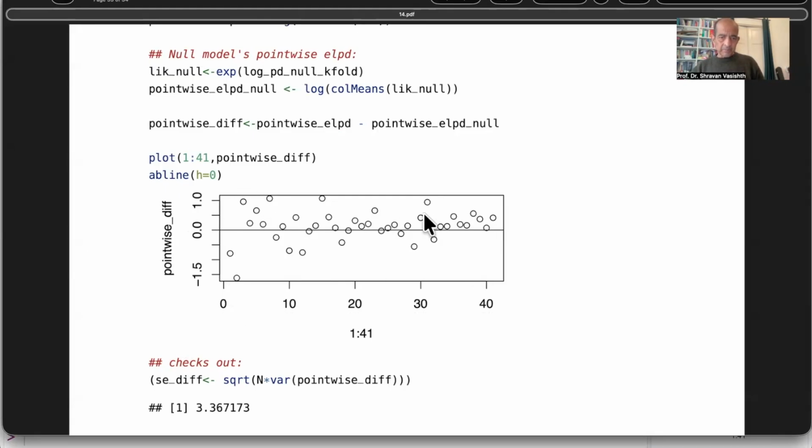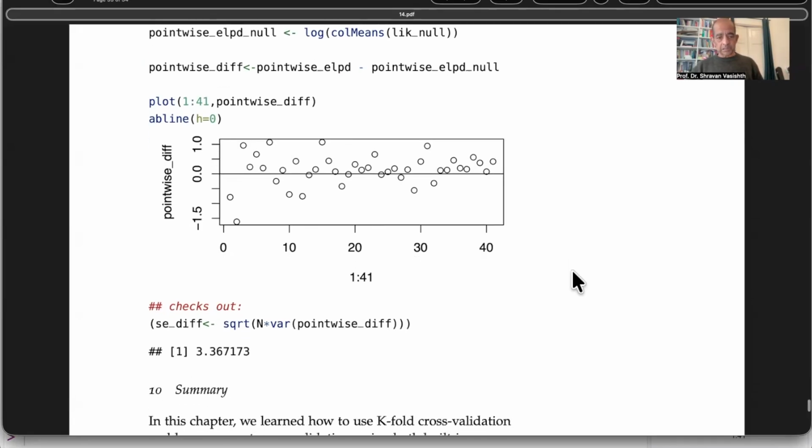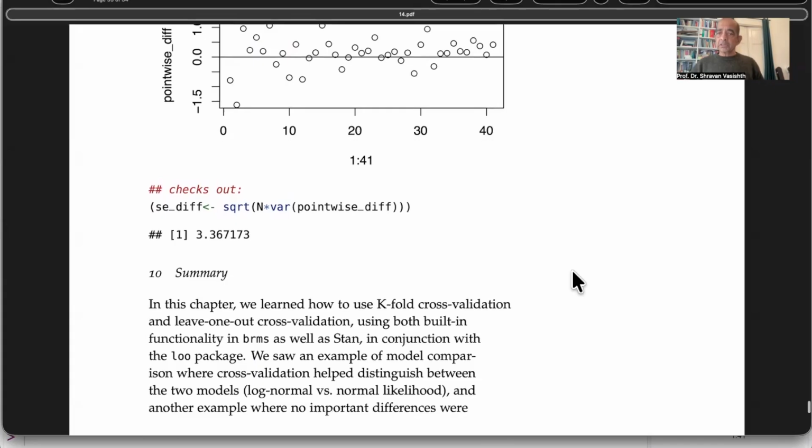There are slightly more positive values here than here. That's why we see a minus, so a disadvantage for the null model, with a value of about -5, but the standard error is too large. There's too much variation in these differences for us to be able to say that one model is better than the other. Okay, so that's the whole story with k-fold cross validation.